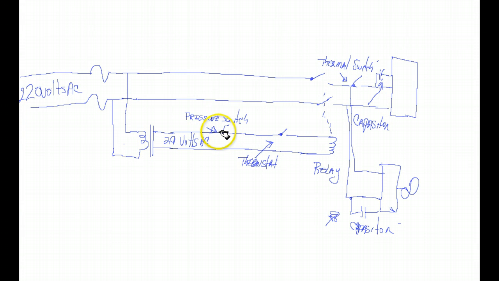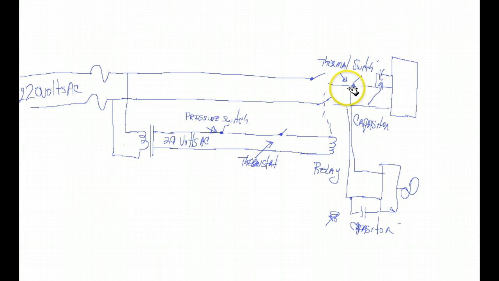All right, and if things are normal, this switch is closed, so the voltage now proceeds down to the thermostat. When the thermostat says the temperature is correct, it closes a switch which powers up a relay. The relay then closes the high voltage switches in the compressor. So now the 220 volts proceeds down through the relay toward the compressor.